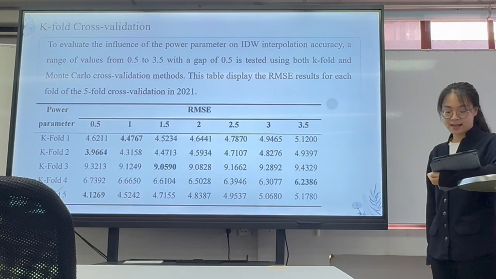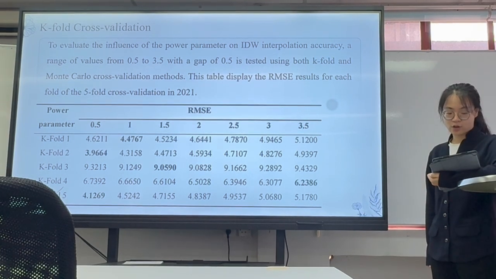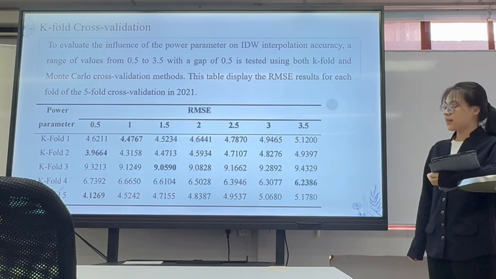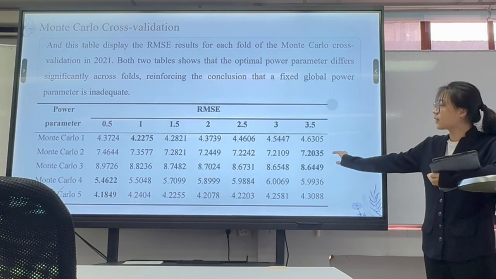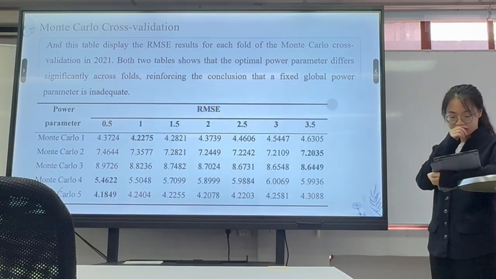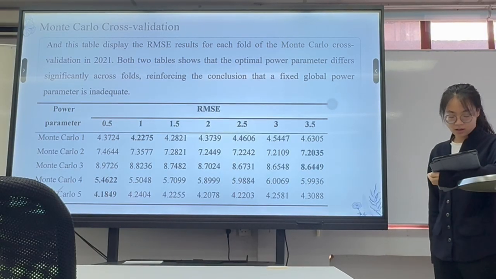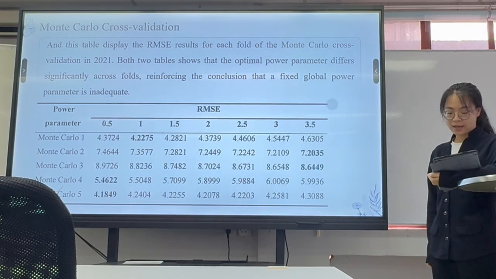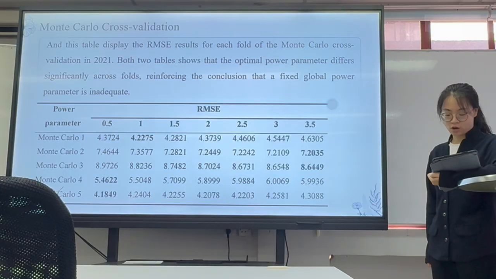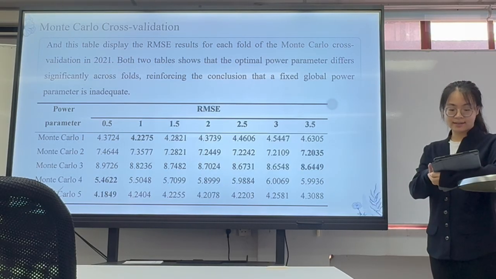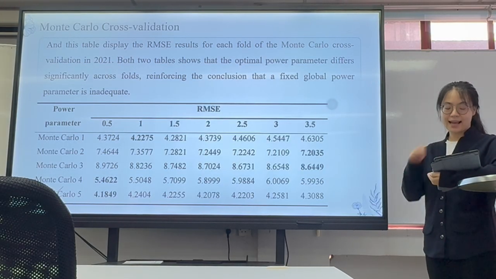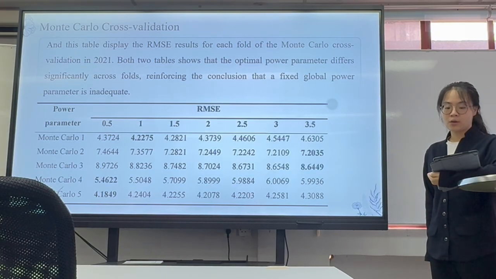This table displays the RMSE results for each fold of the 5-fold validation in 2021. This table is for Monte Carlo validation. Both tables show that the optimal power parameter differs significantly across folds, leading to the conclusion that a global power parameter is inadequate.